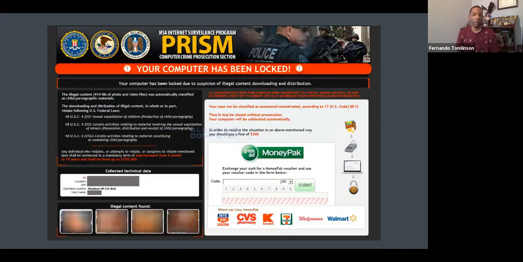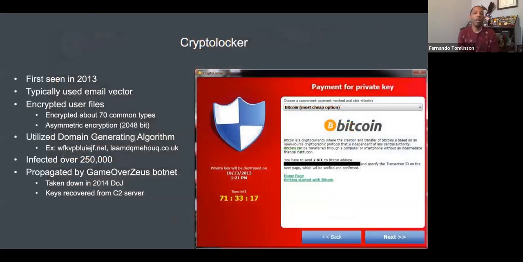the ransom, okay? We had CryptoLocker in 2013, and this one typically spread through email, and it sought to encrypt user files. There were about 70 file types that it actually looked for. And this was where we started to see the first instantiation of using crypto or cryptors, if you will, for locking access to files.